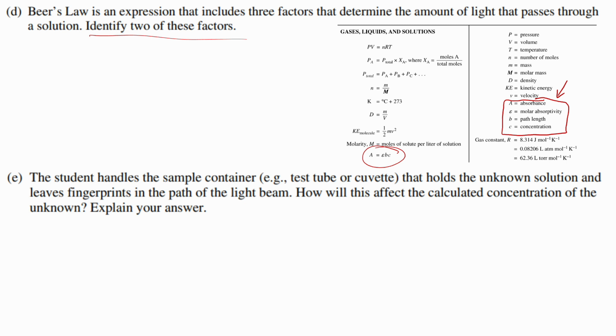E says the student handles the sample container that holds the unknown solution and leaves fingerprints in the path of the light beam. How will this affect the calculated concentration of the unknown? So we know that the presence of fingerprints will absorb light. Since less light will reach the detector, the solution will have a higher absorbance and will report a higher concentration. So if you wrote any component of that answer, then you would have gotten points for this question.